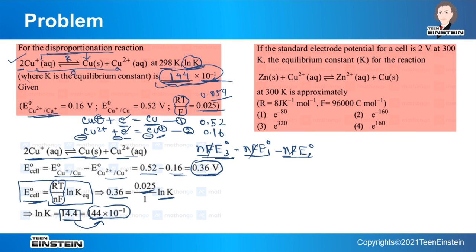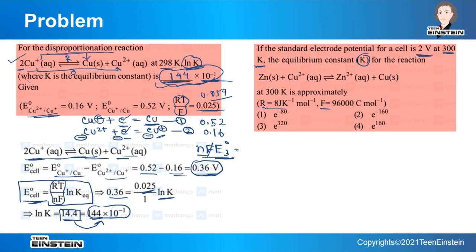Next problem. Standard electrode potential for a cell is given as 2 volt. Temperature is 3000 Kelvin. Now it is different. We have to find the equilibrium constant K for the reaction. Now the equation is given, R value is given, F is given.